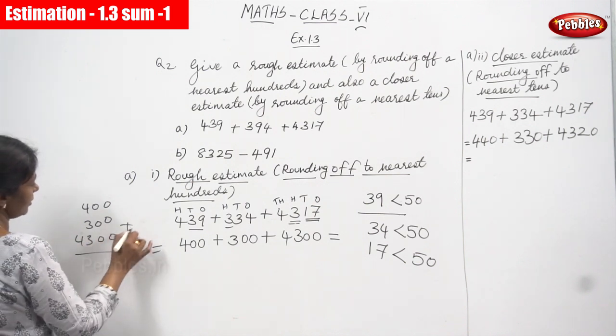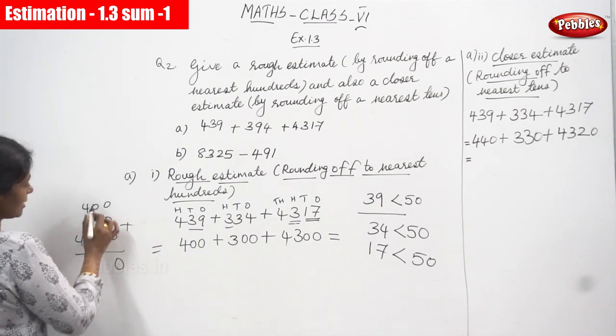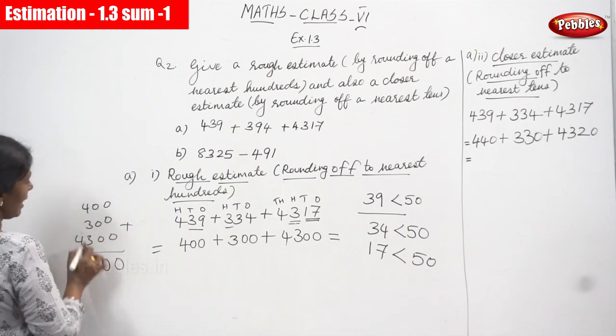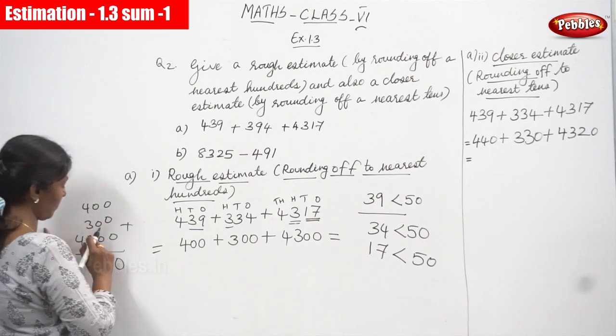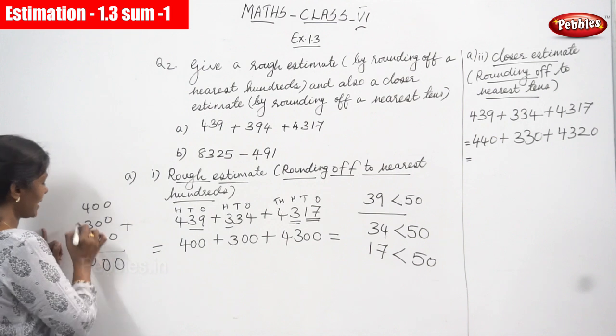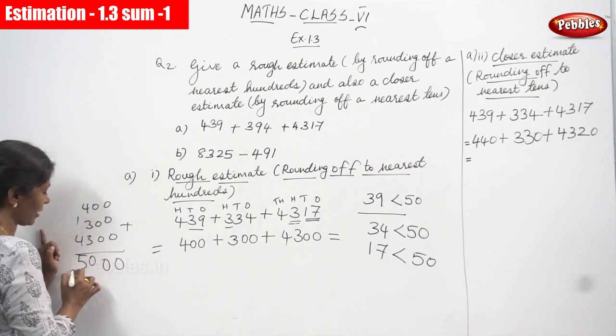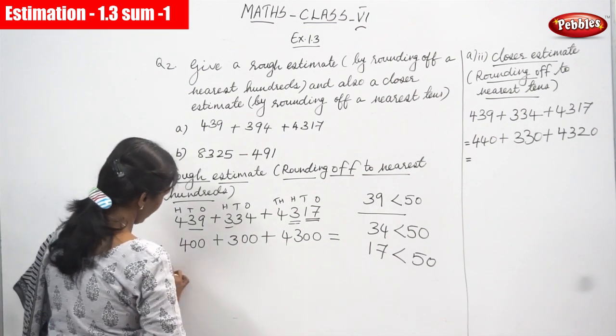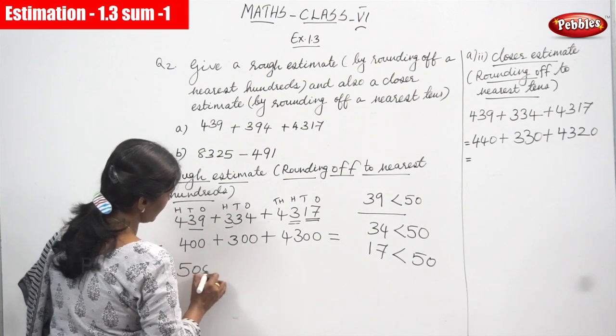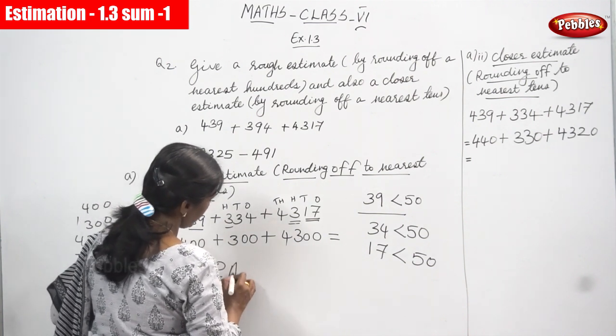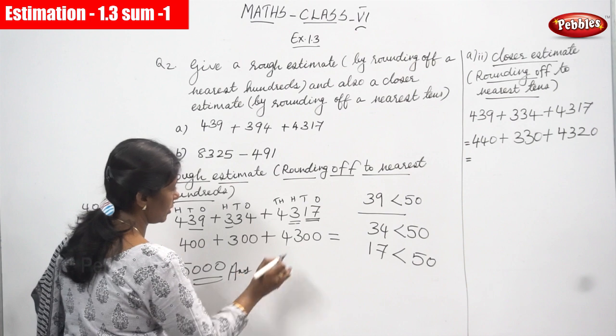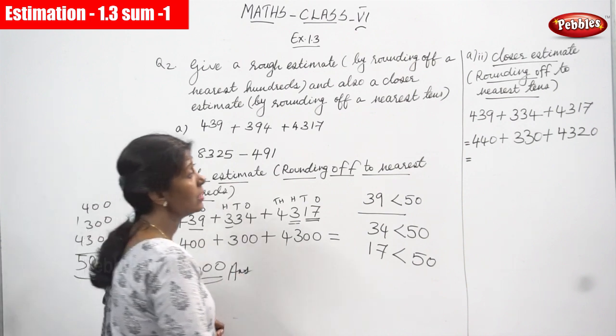So you add everything: 0 plus 0 plus 0, 0; 0 plus 0 plus 0, 0 again; and 3 plus 4, 7, 7 plus 3, 10, 0 again, and the carry over goes to the top, 4 plus 1 is 5. So the answer is 5000. This is the right answer for the question. Okay, 5000 is the right answer for the question.